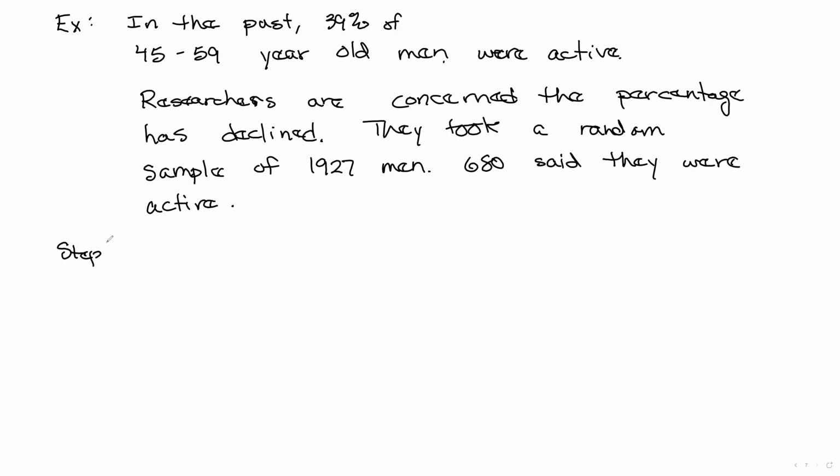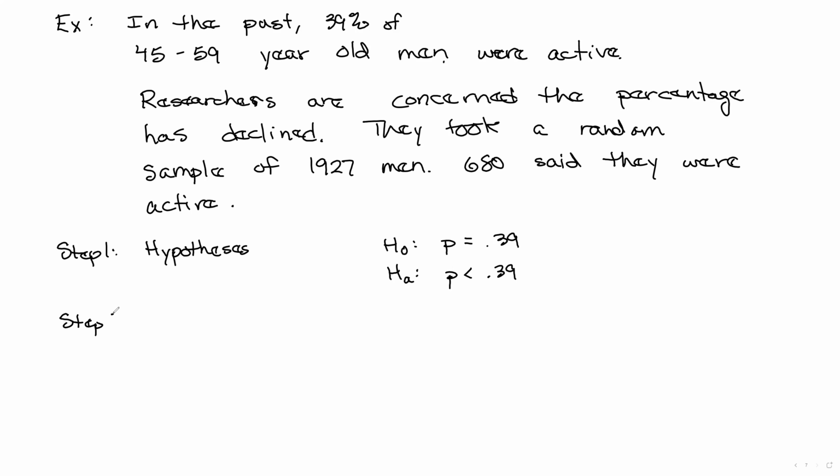Step one, hypotheses. So we've got the null hypothesis and the alternative hypothesis. We have to go back. They say that the baseline for the population is that 39% of 45 to 59-year-old men were active. So that's what we use. We're going to say the proportion is 0.39. And then the researchers are concerned the percentage has declined. So what we're doing is testing the hypothesis that fewer men are active. So we want to use less than.